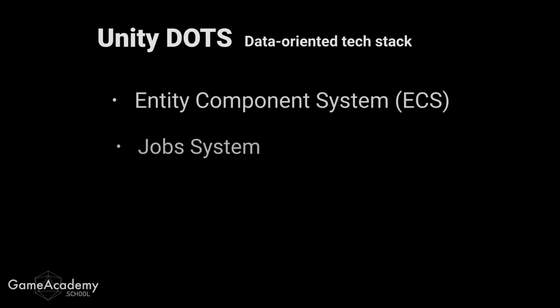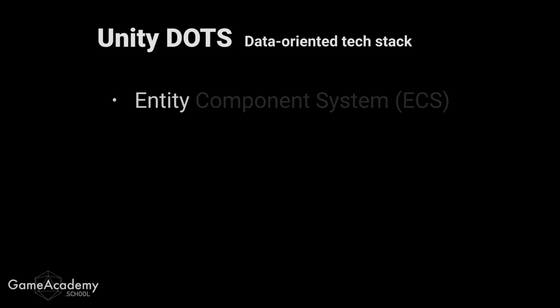Remember that Unity DOTS is a number of things: ECS, the job system, and the burst compiler. Let's take them one at a time, and we'll start with ECS, which is quite a large topic by itself. ECS stands for Entity Component System, and we're going to start with entities.